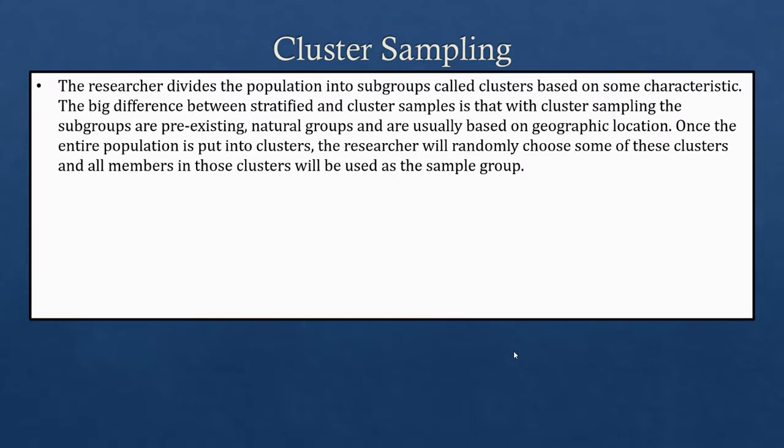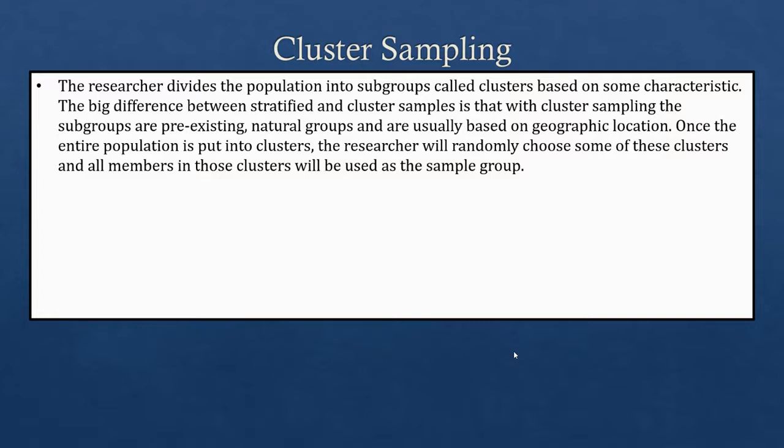So in this case, the researcher divides the population into subgroups called clusters based on some characteristics. So that sounds pretty familiar. That sounds similar to stratified. The big difference, though, between stratified and clustered samples is that with cluster sampling, the subgroups are typically pre-existing or natural groups. They're not always, but a lot of times they are.